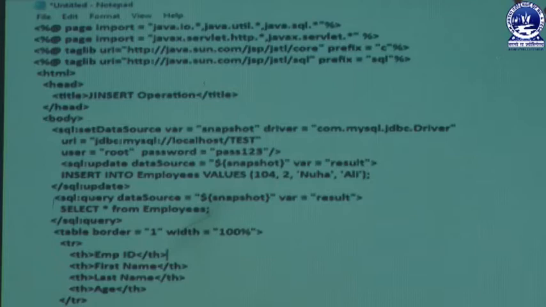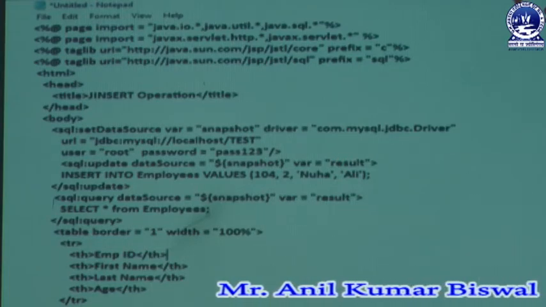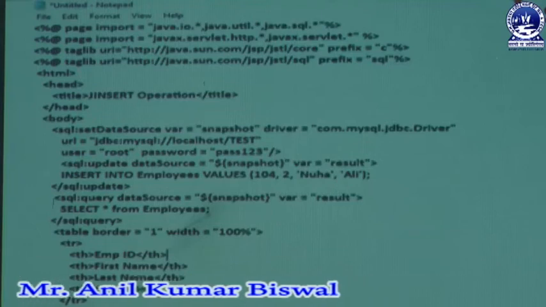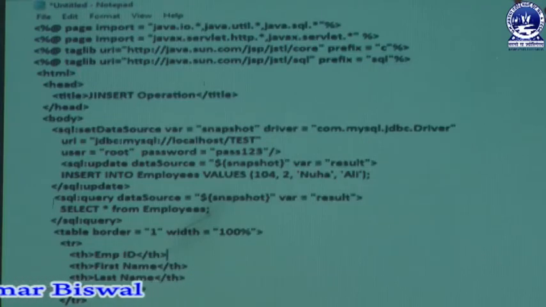This is written as insert into the table named employees with values 104, then 2, then we mention Noah and Ali, and instead of these two names we can write any name. You can write your own name also, as a first name and a last name. That means in this way we are inserting our data in our table.